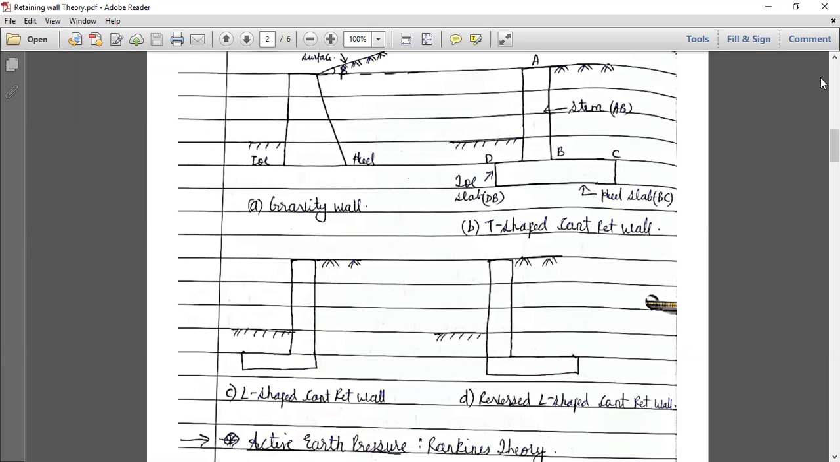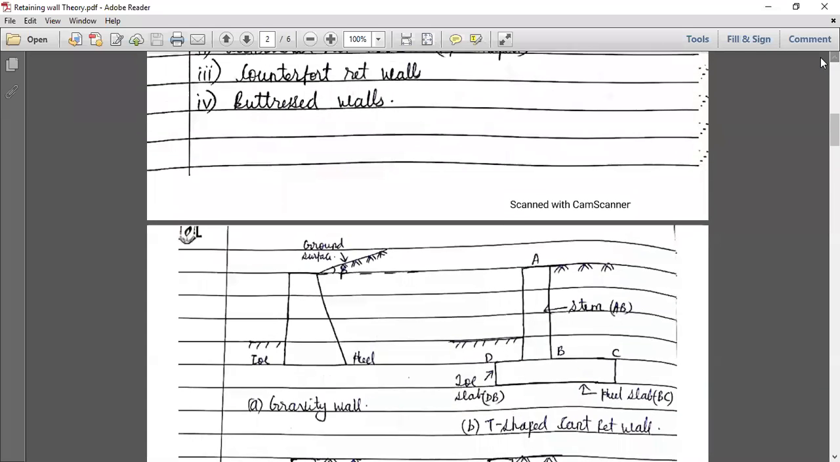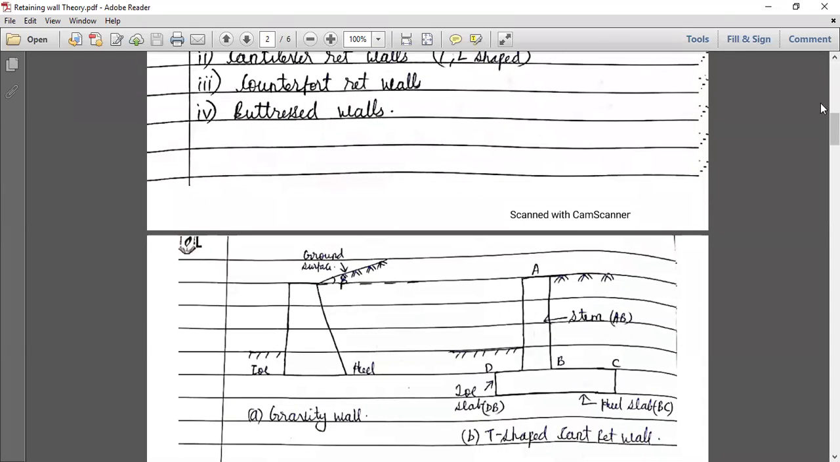One more type is the buttressed cantilever, the buttressed retaining wall. This wall was used in the olden days.